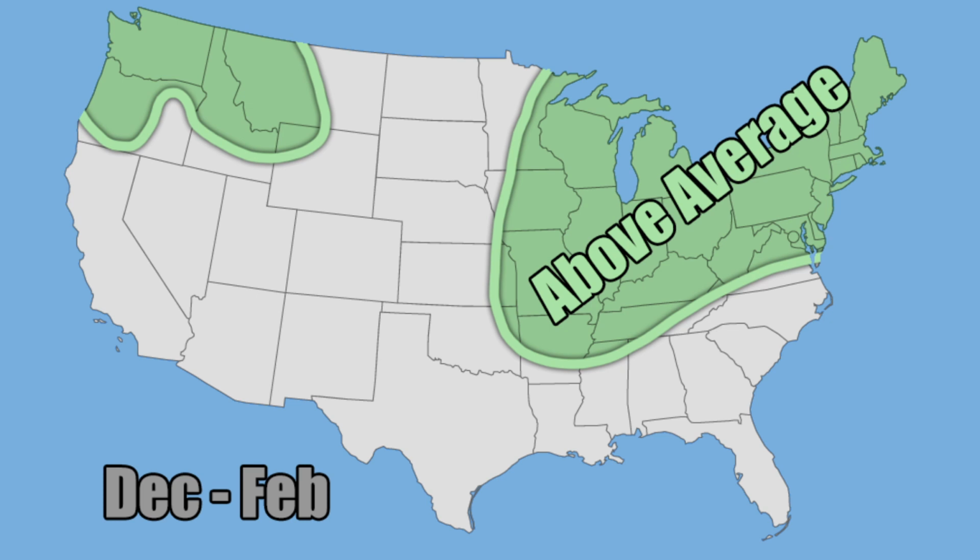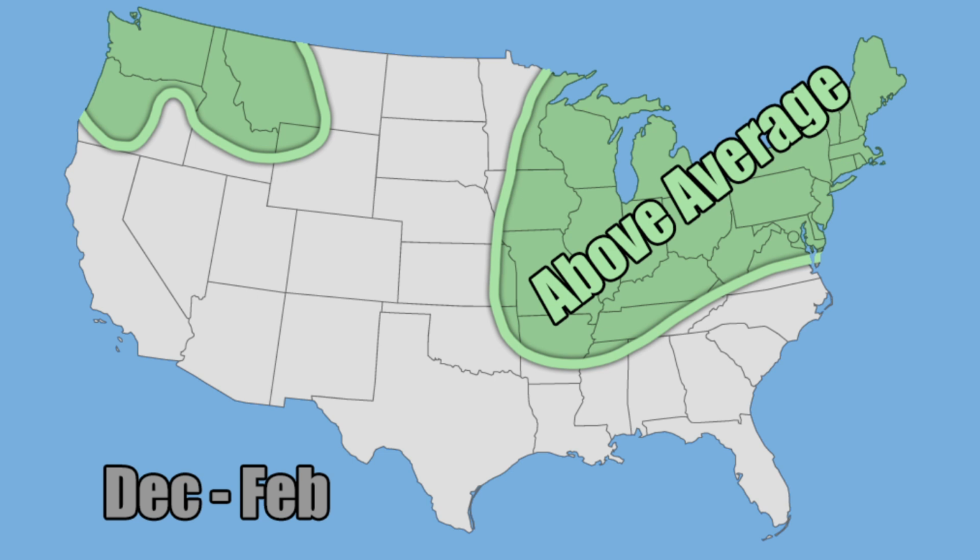Let's start off with your precipitation anomaly map. Over parts of the Great Lakes, the Ohio Valley, and parts of the Northeast, we're looking at slightly above normal precipitation. We're also looking at slightly above normal precipitation for the Northern Rockies and parts of the Pacific Northwest.